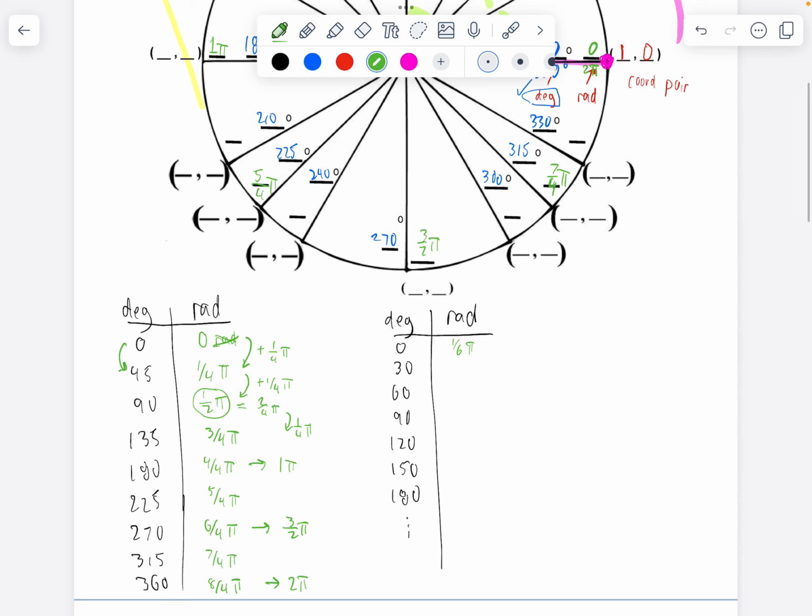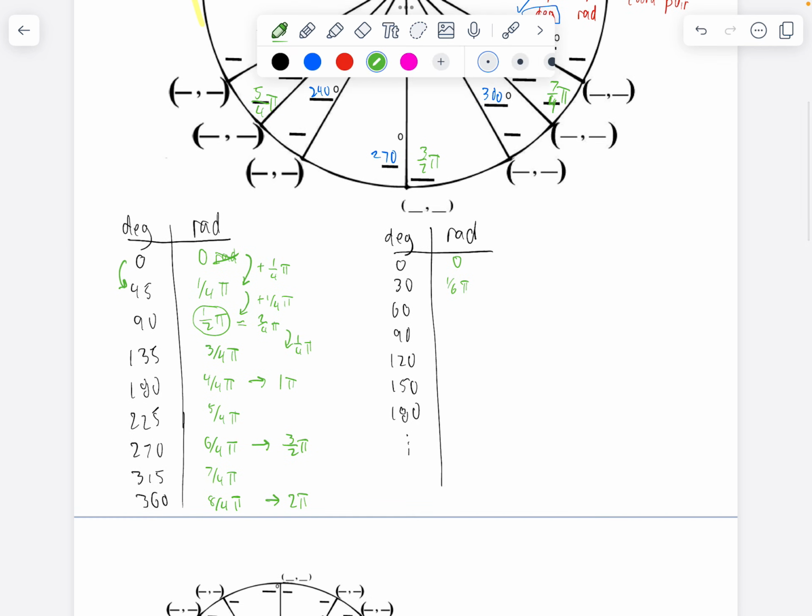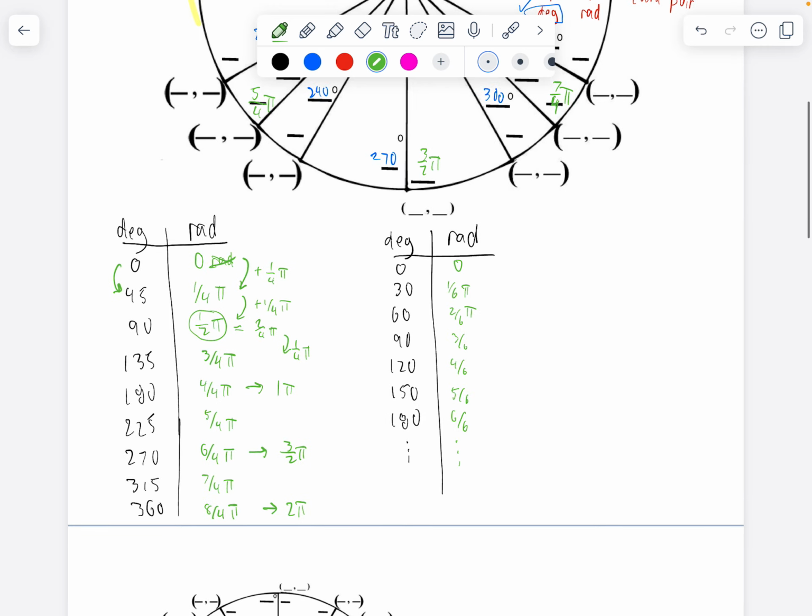Oops, sorry, that is not for that one. That's for this one right here. And we know the beginning is 0. So let's count. 1/6, 2/6, 3/6, 4/6, 5/6, 6/6, and on and on. And we can write pi's for each of these. And then let's simplify them. This one, 2/6, can be turned into 1/3. The 3/6 is a half. 4/6 is 2/3. And 6/6 is 1.